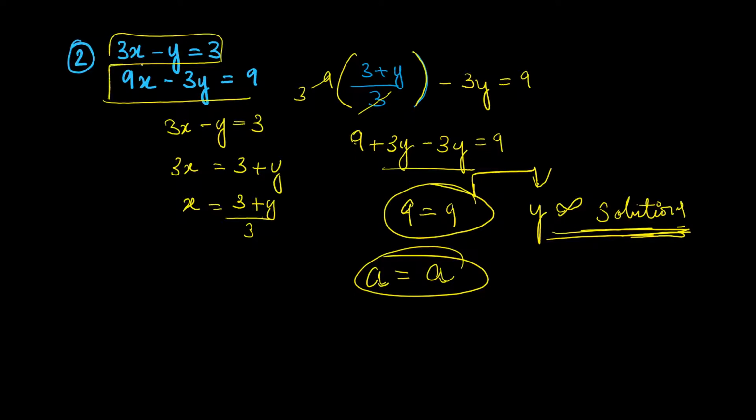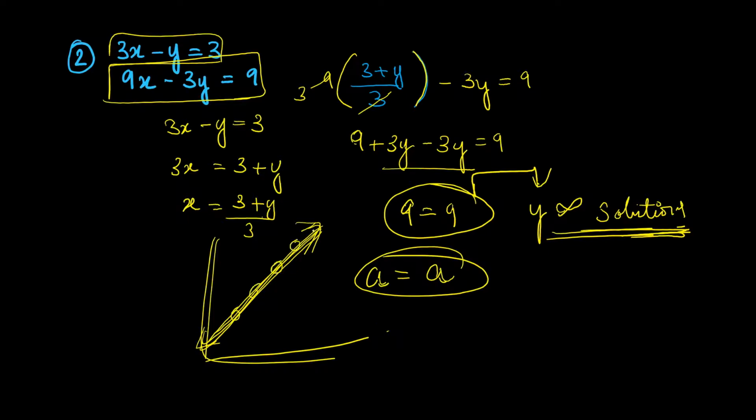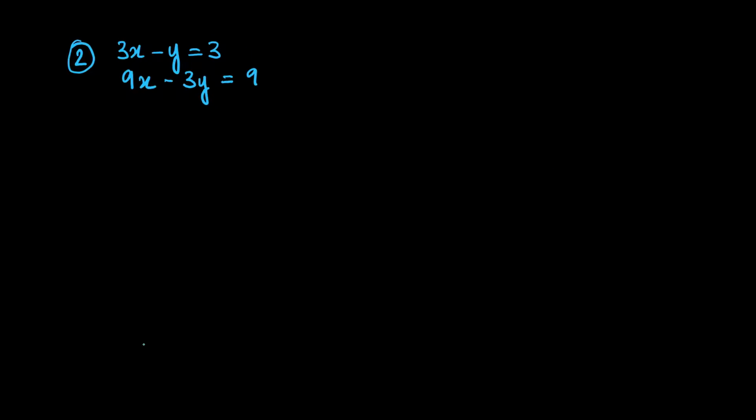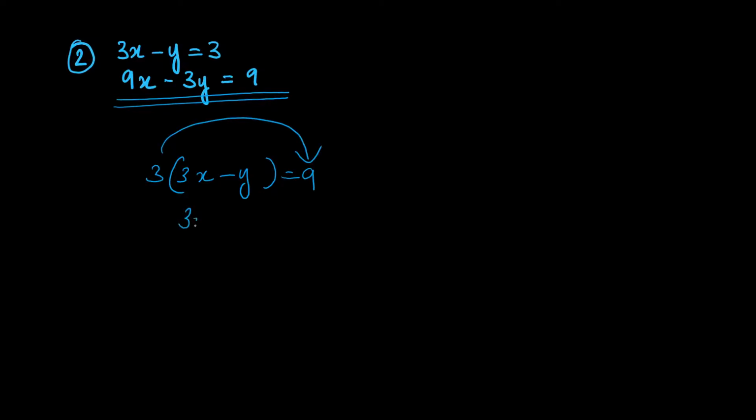That's because these two lines, if you draw them on a graph, you can notice that they are going to be coincident lines and they'll go on forever. So that means it does not have a particular value which is needed. It has infinite solutions. One more thing, if you notice in this question, if we take 3 common out of the second equation, I'm going to be left with 3x minus y equals 9. Now if I divide by 3, I'm going to get 3x minus y equals 3, right?